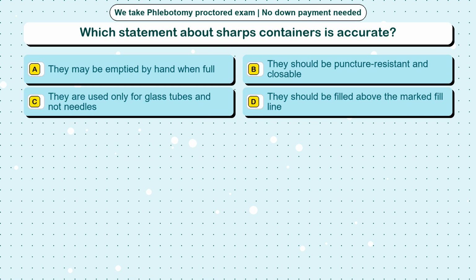Question 83. Which statement about Sharps containers is accurate? Option A, they may be emptied by hand when full. Option B, they should be puncture resistant and closable. Option C, they are used only for glass tubes and not needles. Option D, they should be filled above the marked fill line.